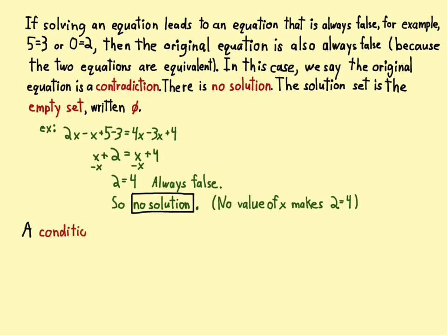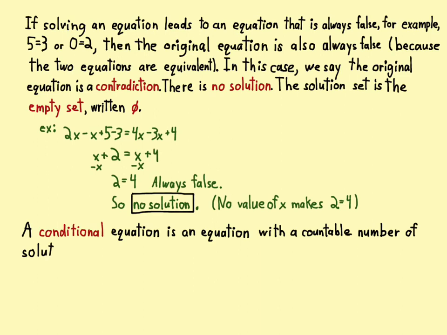A conditional equation is an equation with a countable number of solutions. So for us, this will mean a finite number of solutions. What it's really saying is that it's not a contradiction and it's not an identity, the last two special cases that I've given you. So it's not one of those special cases. Most of the equations that we solve are conditional equations.